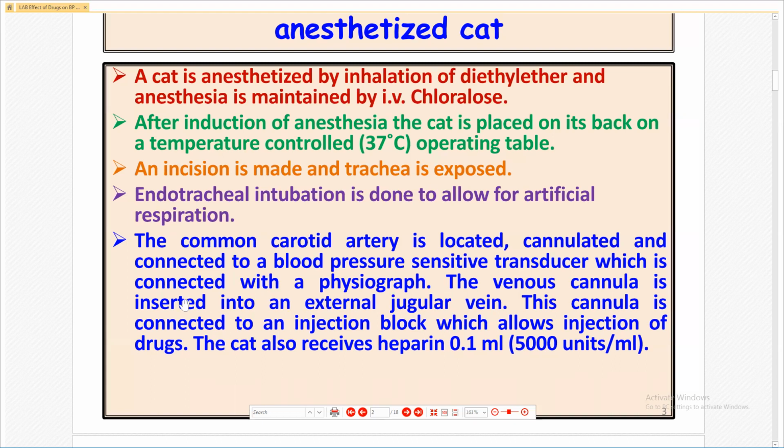The venous cannula is inserted into an external jugular vein. This cannula is connected to an injection block which allows injection of drug. So we will inject the drug by using the venous cannula, which is connected to the jugular vein.